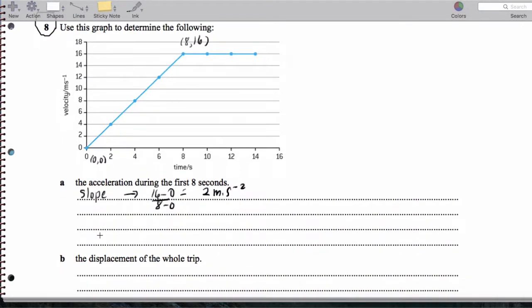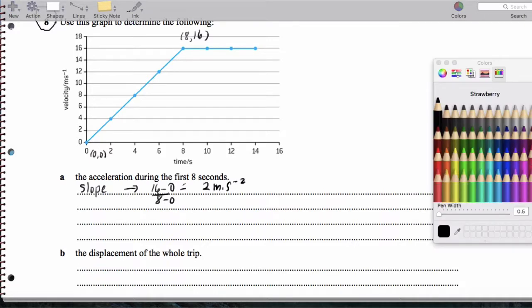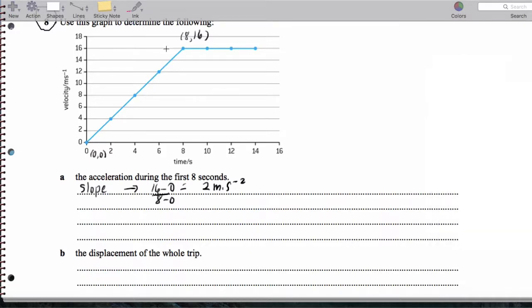Now the displacement, that's going to be the area as we discussed in class. So I'm going to split this into 2 parts. And you know what? I'm going to use a different color here. Let's use this nice strawberry color. So this area here, I basically have 2 parts. I have the triangle area, and I have this rectangle area.